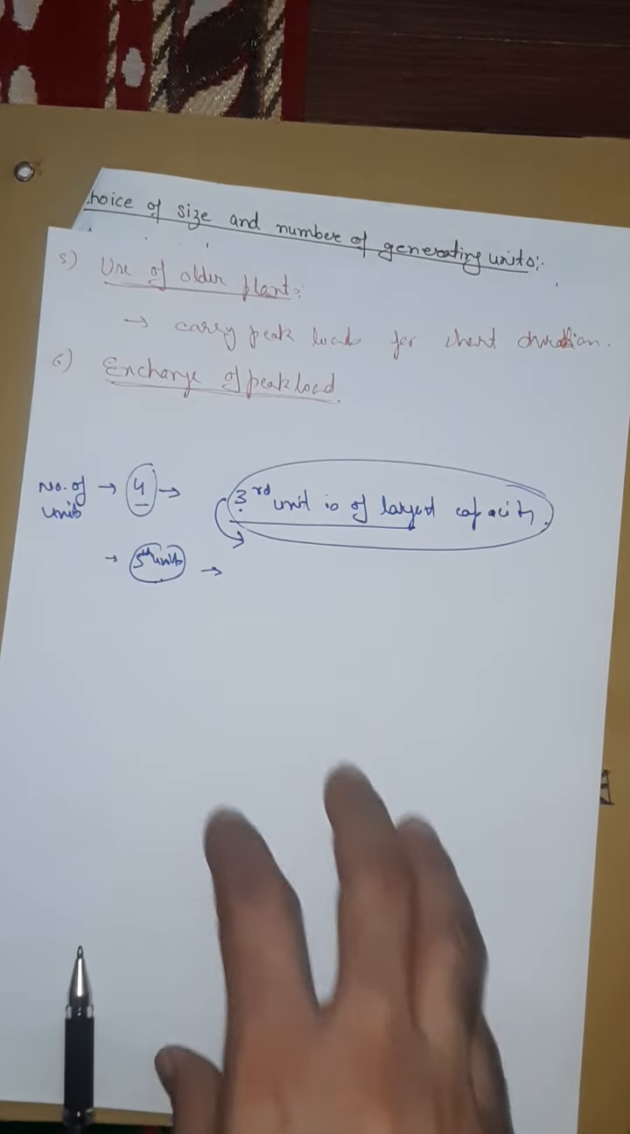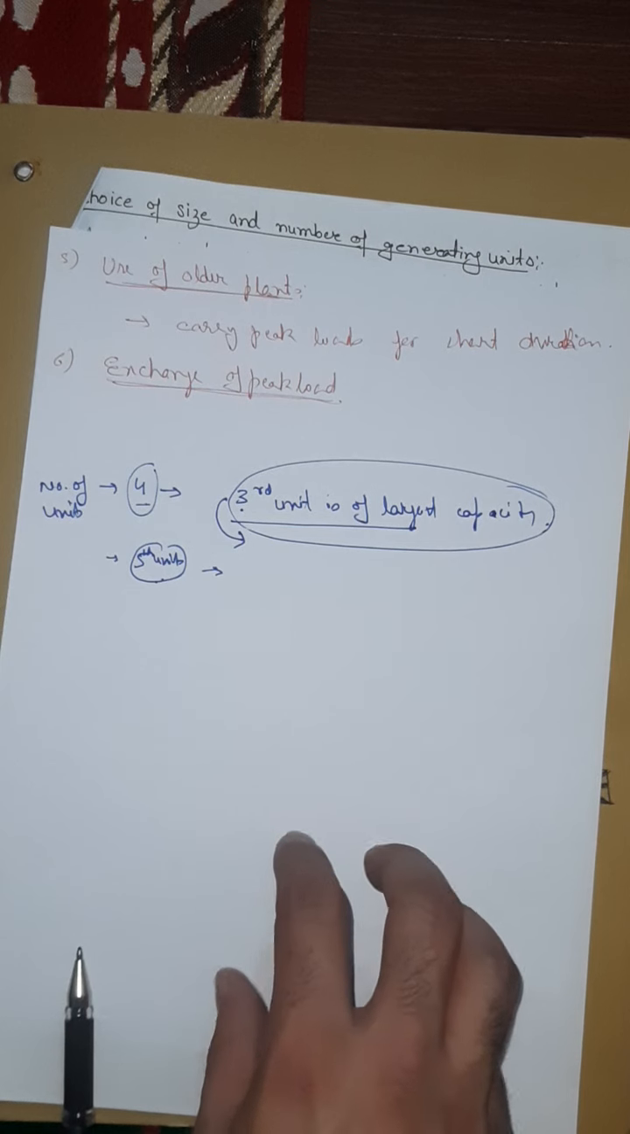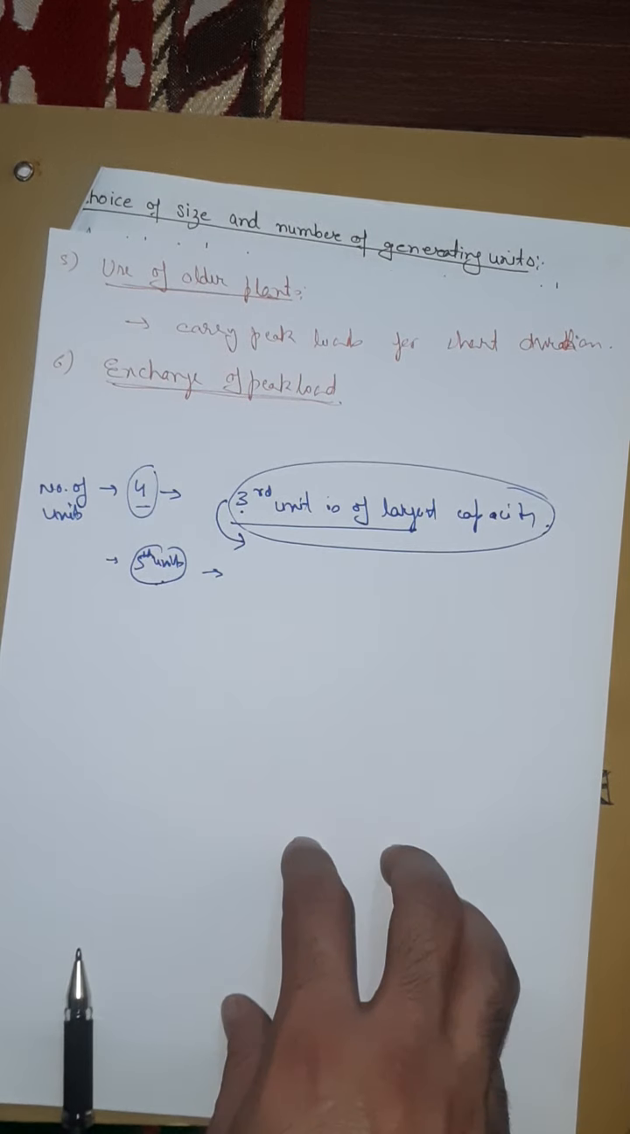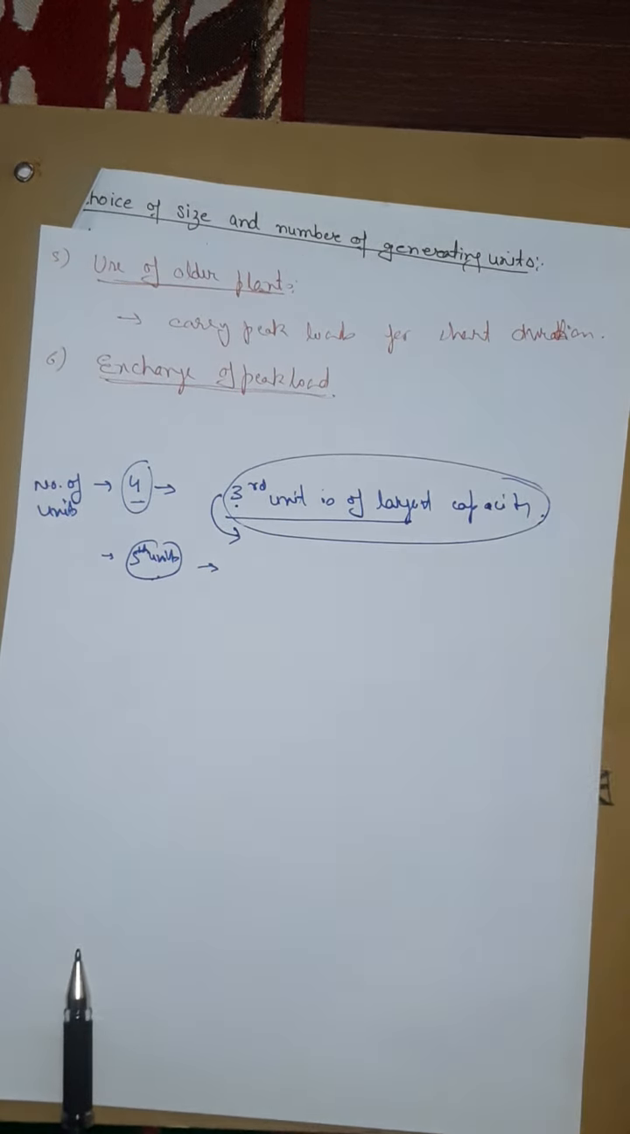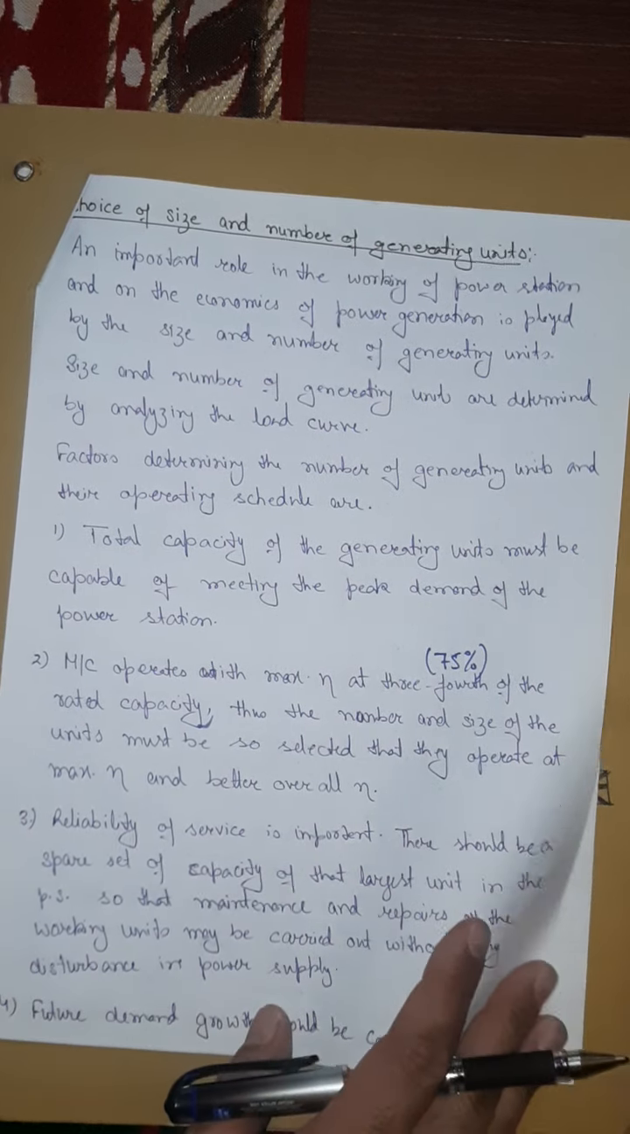But while constructing the plant in 2022, keep in mind that when this plant is commissioned in 2029, it should cater to the future needs up to 2035, meaning you have to think 7 years ahead. So that is called future demand growth should be considered. Last, 4th point: future demand growth should be considered.